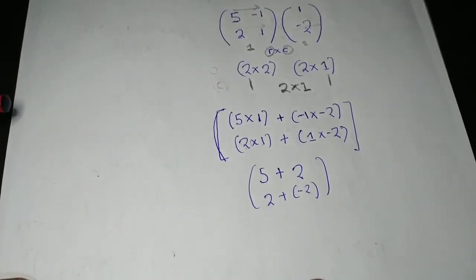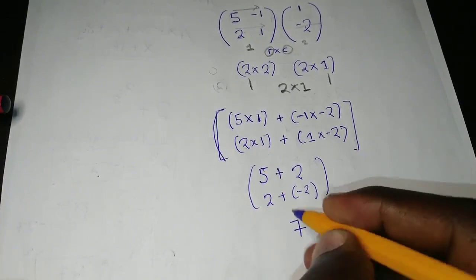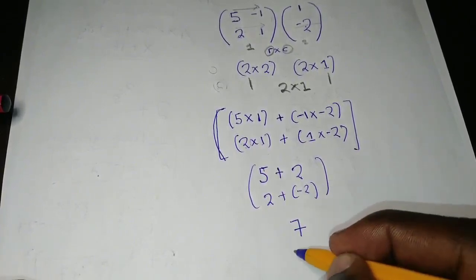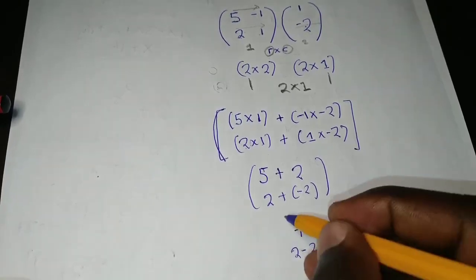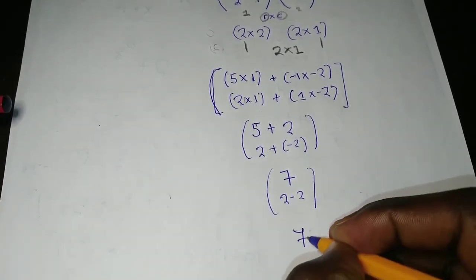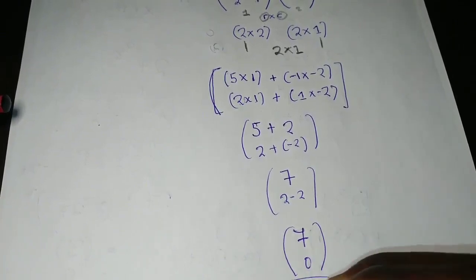So this now is going to be 5 plus 2, that is 7. Then here positive times negative will be negative, right? So this is going to be 2 minus 2, and this reduces to 0. So the answer is 7 and 0, and then you are done.